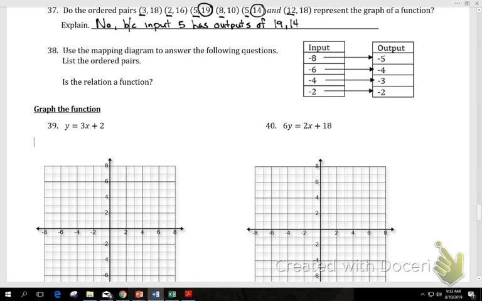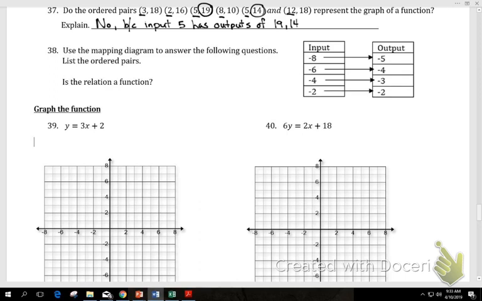But here's a scenario where it would not be a function, but it's still a relation. How many of you are 13? Raise your hand. If we were to put all of your ages and heights into ordered pairs, I have 7 or 8 people who are 13. Are you all the same height? Nope, you're all different heights.